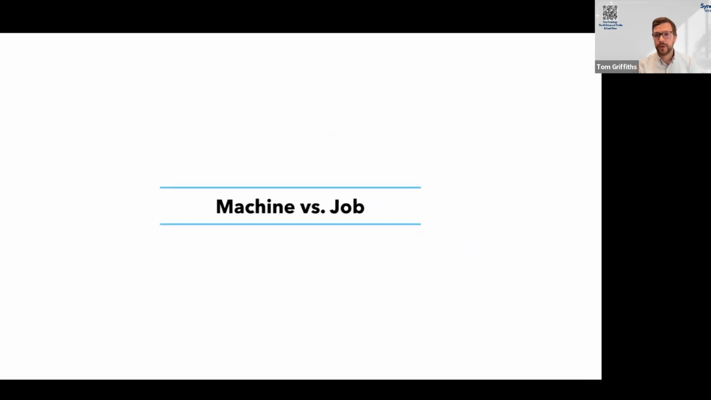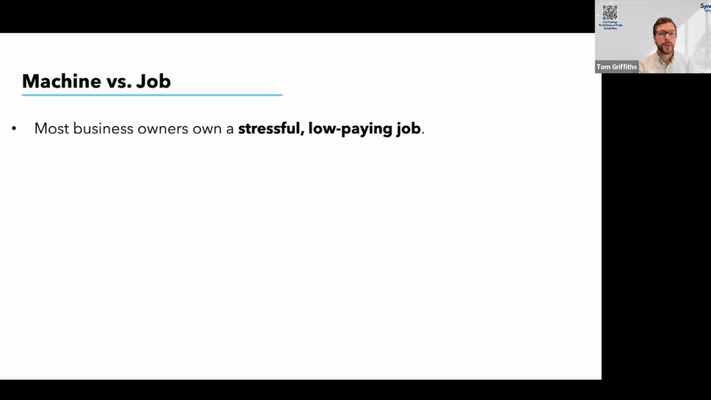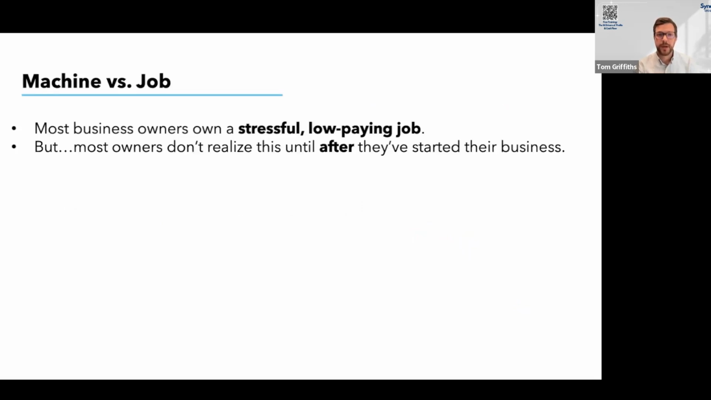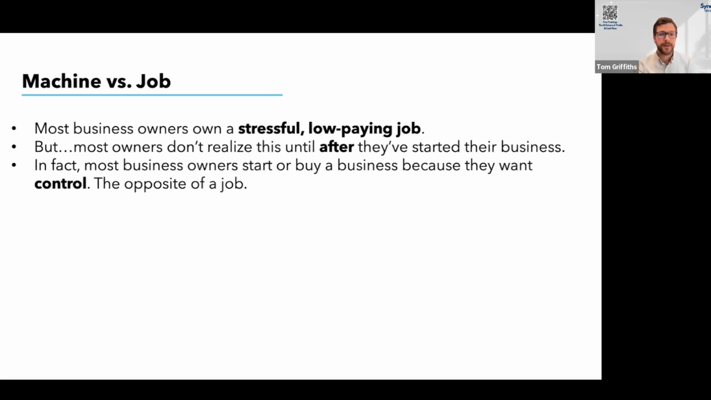So if we know all that to be true, then how do we... well, in fact, first let's differentiate between a machine and a job. Okay, so most business owners have got a stressful, low-paying job, and most business owners don't realize this until a long time after they've started the business, often years. And by that point, they're working all the hours under the sun, trying to spin all the plates in their business, and just keeping busy.